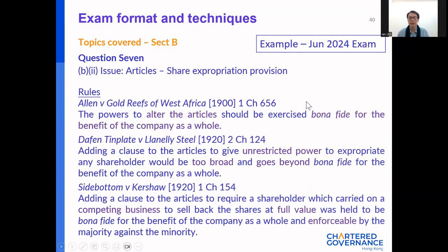Okay, the second sub-issue under Part B of the question. This is the share expropriation provision, the clause which says that if you have enough votes, you can force or demand a shareholder to sell his or her shares back to the company, but at fair value. The relevant principle from court case, I think, would be the one from Allen and Gorees, which says the powers to alter the articles should be exercised bona fide for the benefit of the company as a whole. So the directors can propose amendments to the articles, but must exercise that power in good faith for the benefit of the company as a whole.